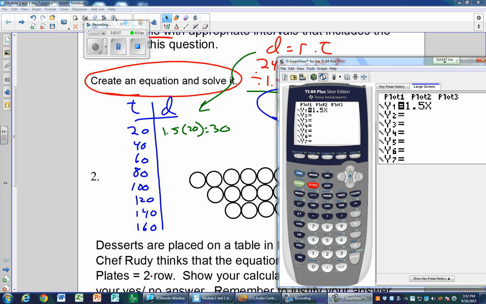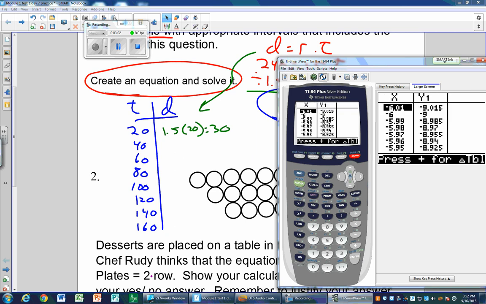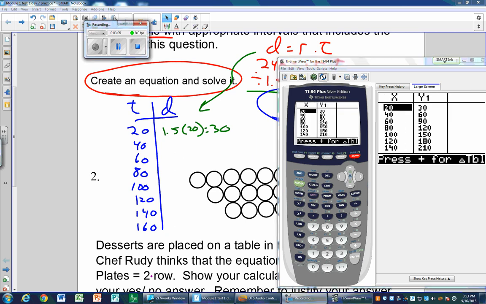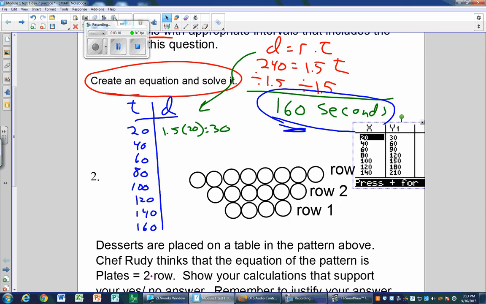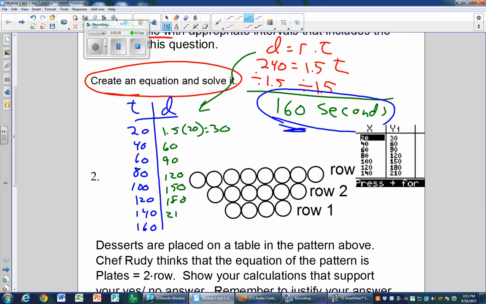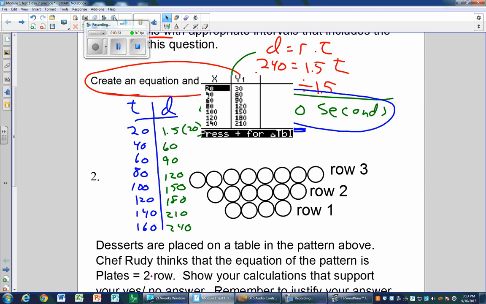So we can let it do the calculations for us by hitting second graph. It does the calculations for us. I just set the calculator to the proper units, and make sure that you copy it down. 30, 60, 90. Oh, wait, I see a pattern here. 30, 60, 90, 120, 150, 180, 210, 240. So I guess I didn't need the table and the calculator after all because there was a pattern. So there, both questions were answered.